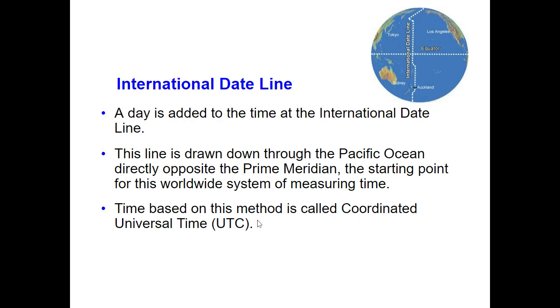So the only way for you to time travel that we know of is you can fly from Tokyo to Los Angeles on the 5th of July, and when you get to Los Angeles, it'll be the 4th of July still. Pretty interesting, right? It's the only way to go back in time.